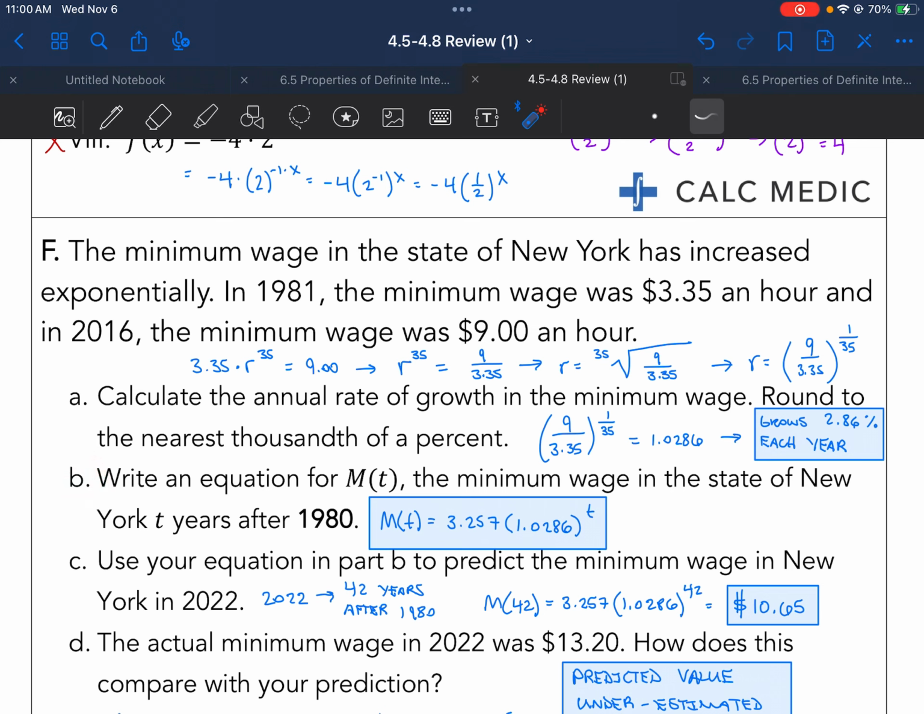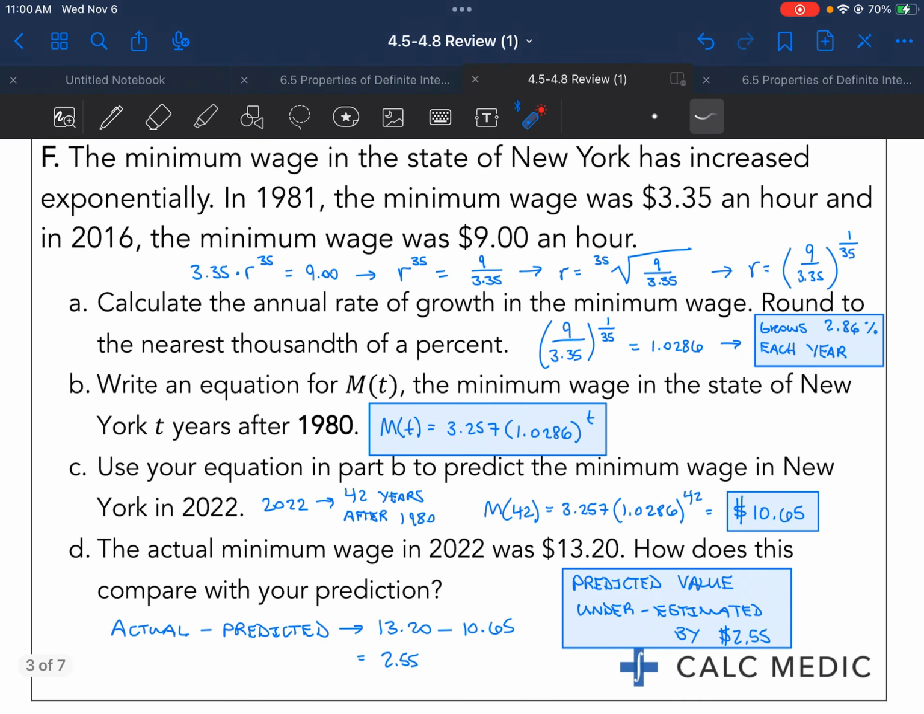Write an equation for M of T, the minimum wage in the state of New York, T years after 1980. Common thing that you don't want to accidentally make a mistake with. In 1981, it was $3.35. This is T years after 1980. So we can't put the 3.35 as the initial value because this was already 1 year after 1980. So you can just take your 3.35 and divide it by 1.0286. That gives you this 3.257. So you just basically went backwards 1 year. And then we already know your base is 1.0286. That's what we calculated in part A to the T power.